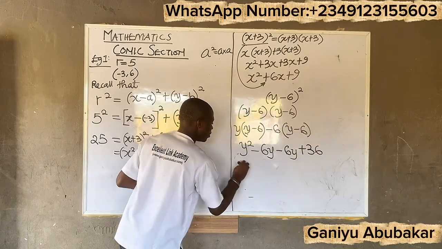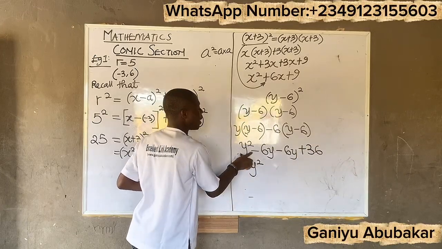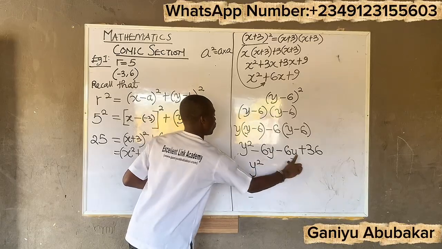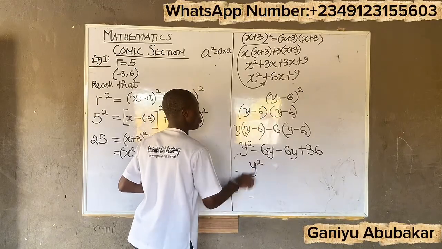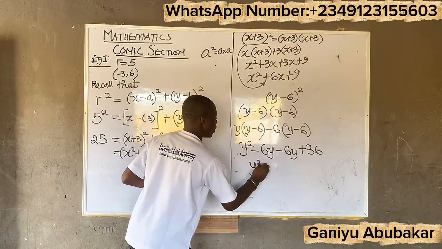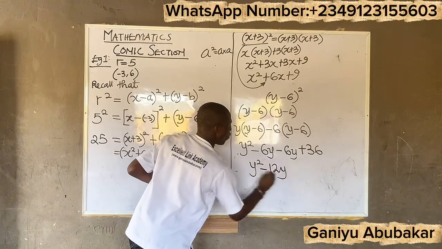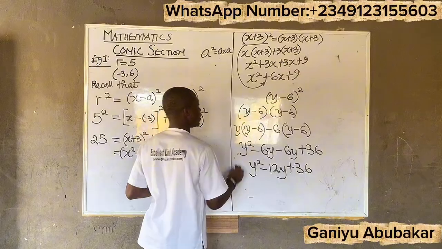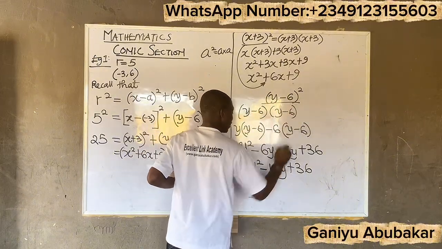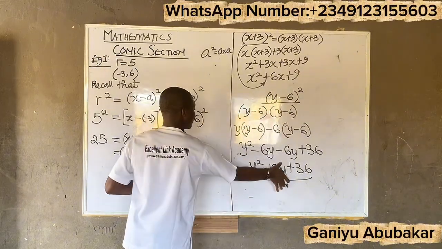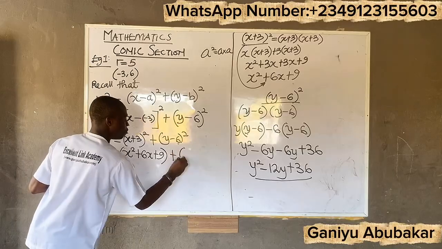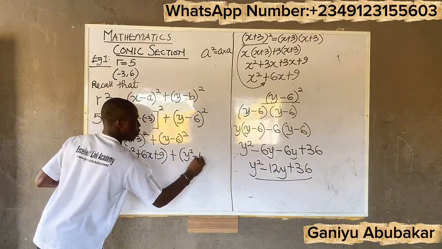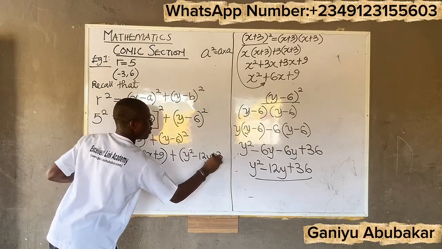From here, this gives you y squared, minus 6y, minus 6y. They are similar, right? So minus 6 minus 6 gives you what? A minus 12y. Then I have plus 36. So this is my answer. After expanding this, I have this as my answer. So I'll insert this one here. That gives you y squared minus 12y plus 36.